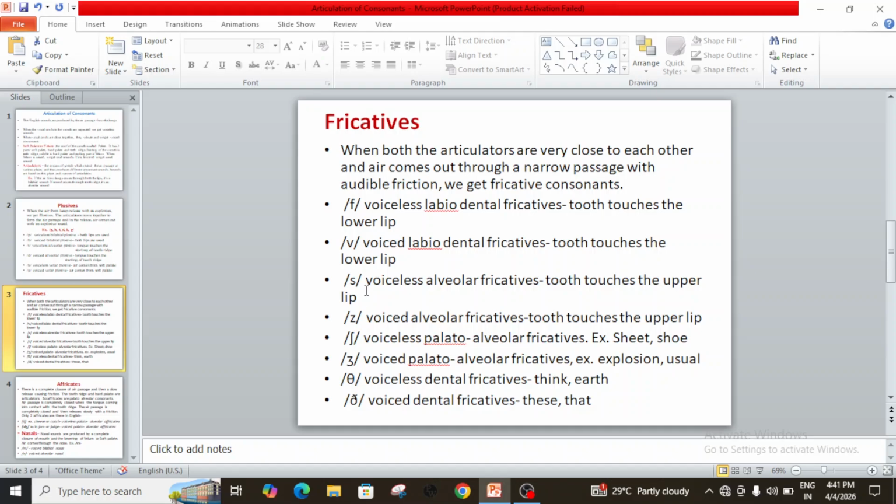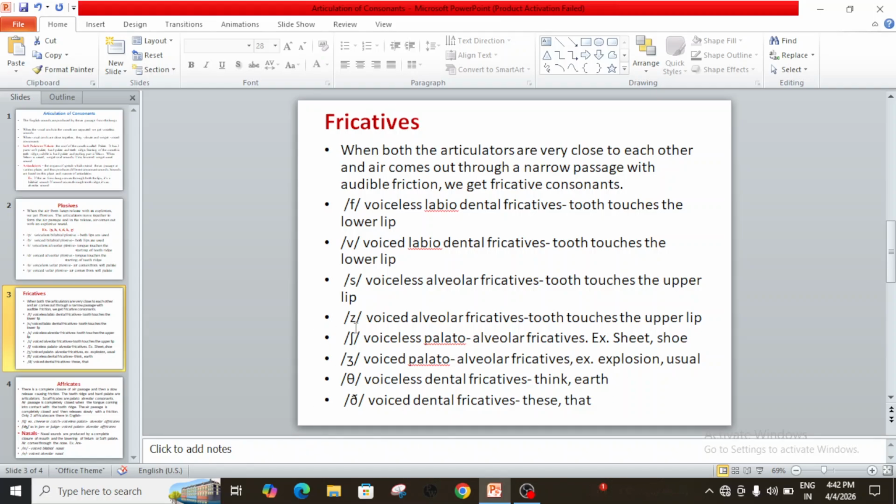Next is S. S is voiceless, but it's an alveolar fricative because the tongue touches the teeth ridge. So it is called a voiceless alveolar fricative.